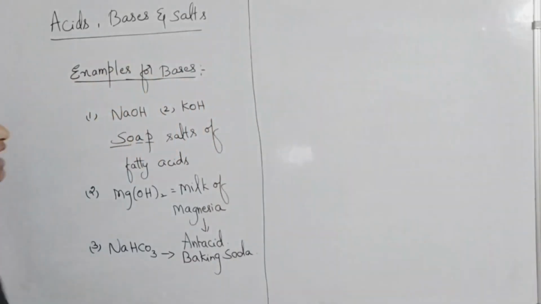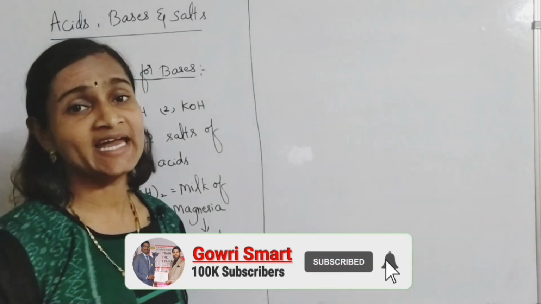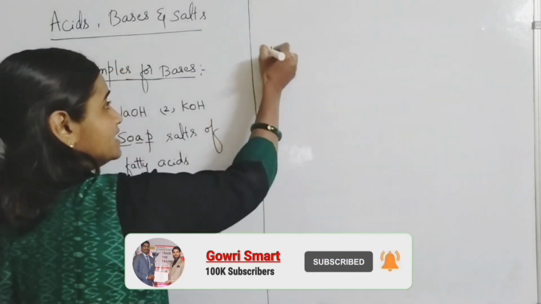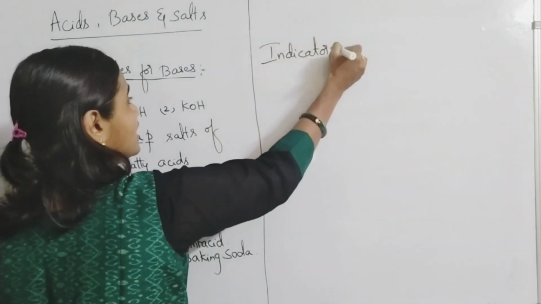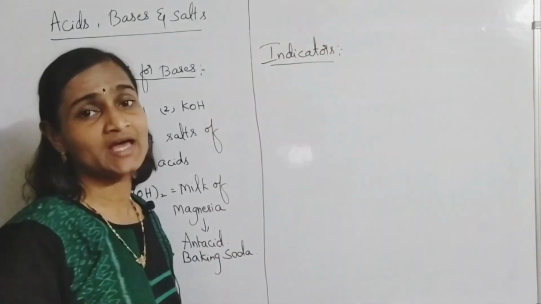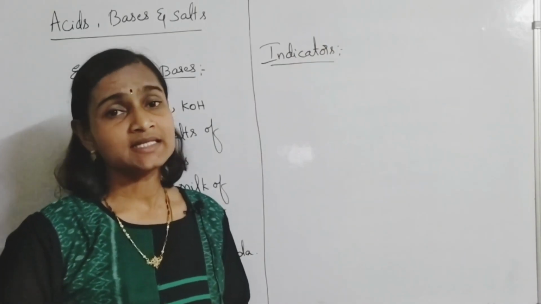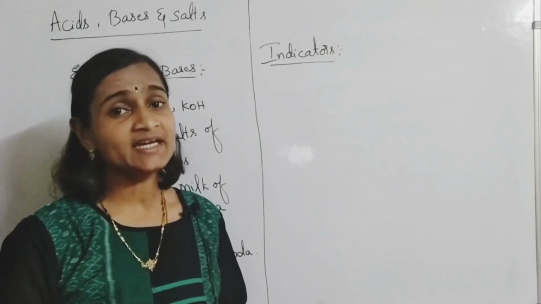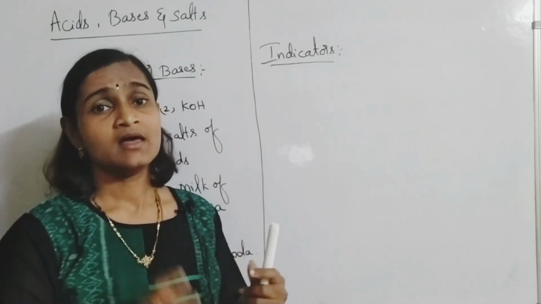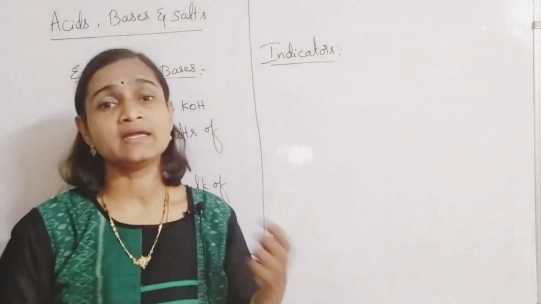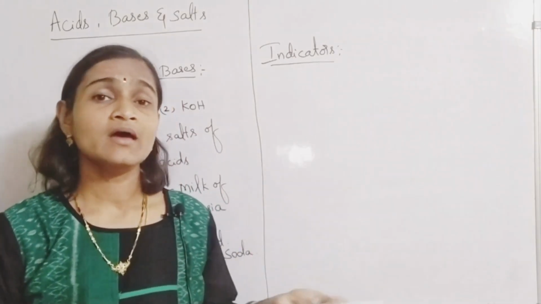But actually before we go into the chemical properties, we have to learn about indicator substances. First let us learn about indicators and then we go for the chemical properties of acids and bases. So let us learn what are indicators. Indicators are the substances which are used to identify whether a given substance is acidic or basic. In the name itself it is there, indicator. It indicates whether the given substance is acidic or basic.